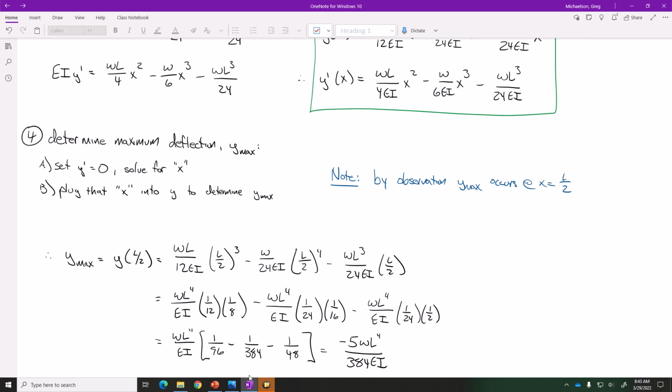If you want positive deflection, what you could have done at the very beginning is instead of saying EI y double prime equals M, you could say EI y double prime equals negative M, and then it would have all washed out. I don't think it really matters. We know the beam's deflecting downward. You can flip your axes too. It doesn't really matter. Does that make sense?